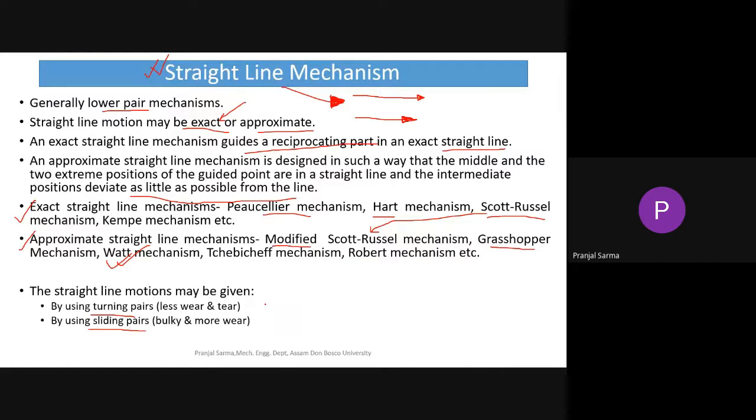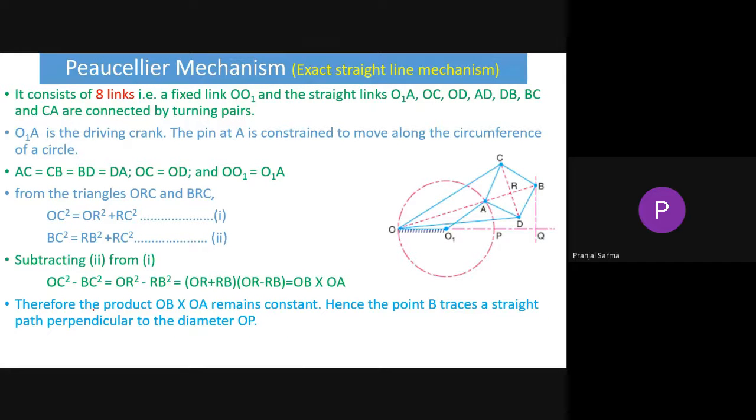Out of these two, which one do you think is best for using? The better option is the turning pair, because generally the wear and tear is less, so the accuracy of the mechanism is maintained for a longer duration of time. If the mechanism involves sliding pairs, then the slider and the guide have surface contact. They are generally bulkier, and due to the higher level of friction there is more wear and tear. So using turning pairs is the best thing to do rather than using sliding pairs. Understood? What are the two types of this mechanism? Yes, let me know.